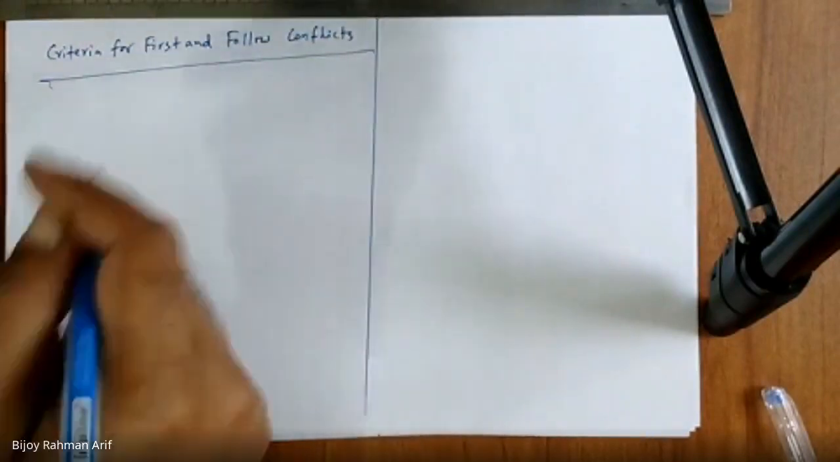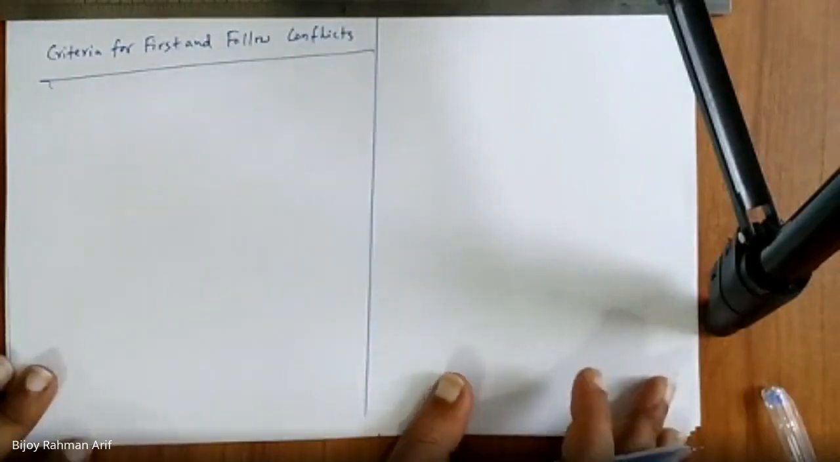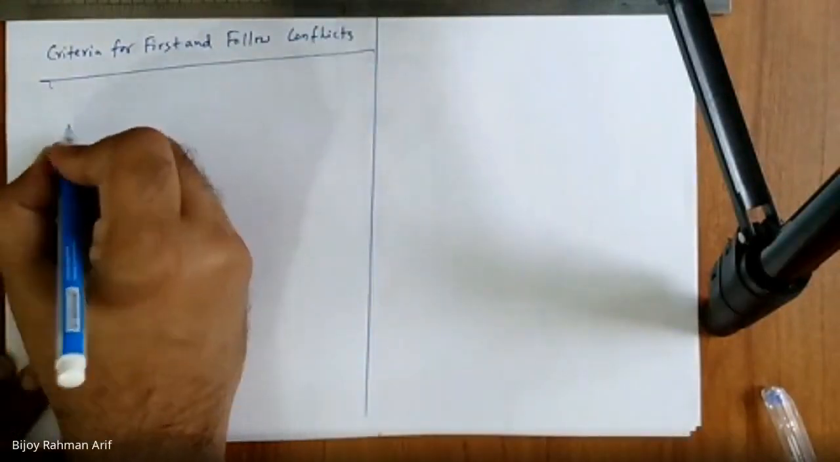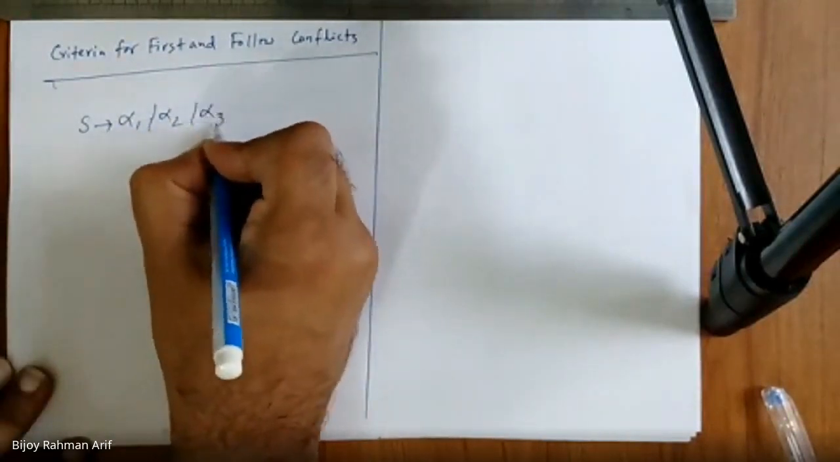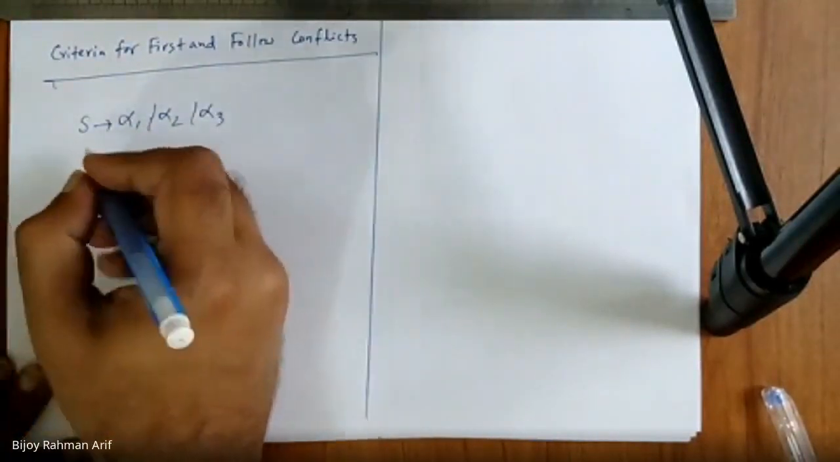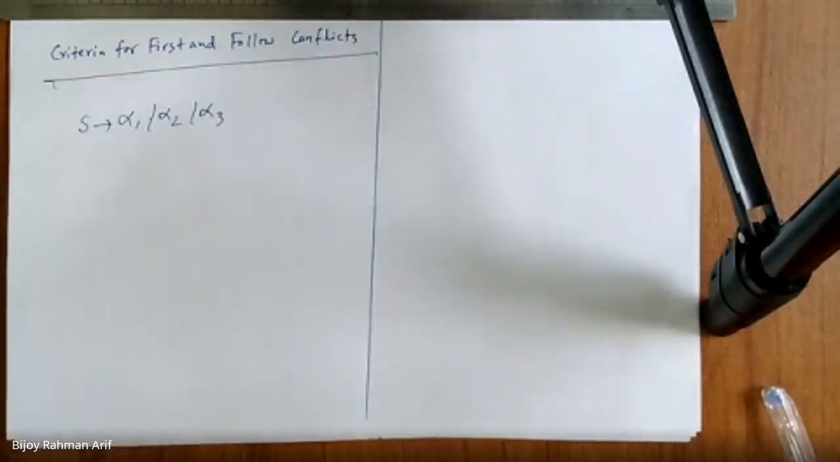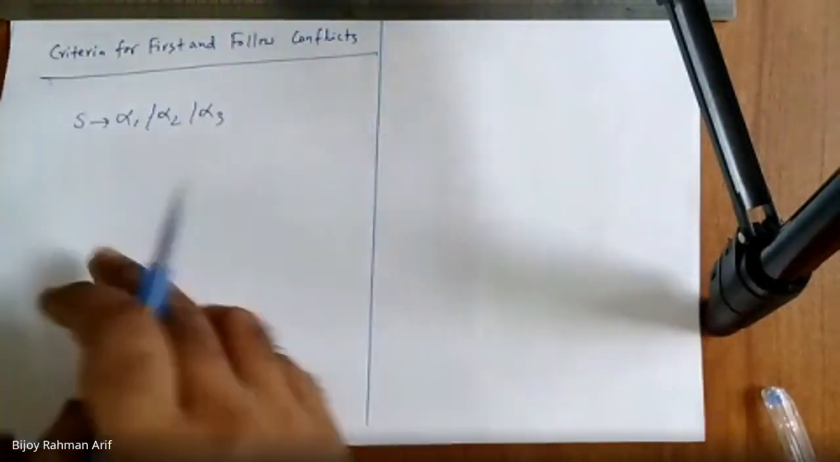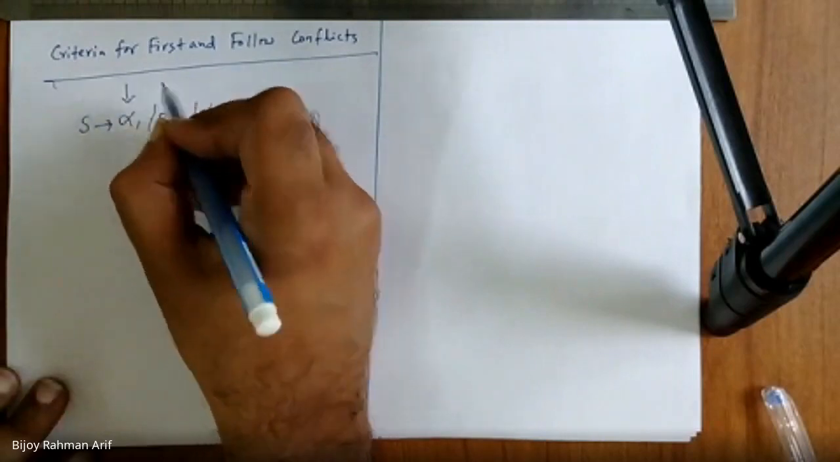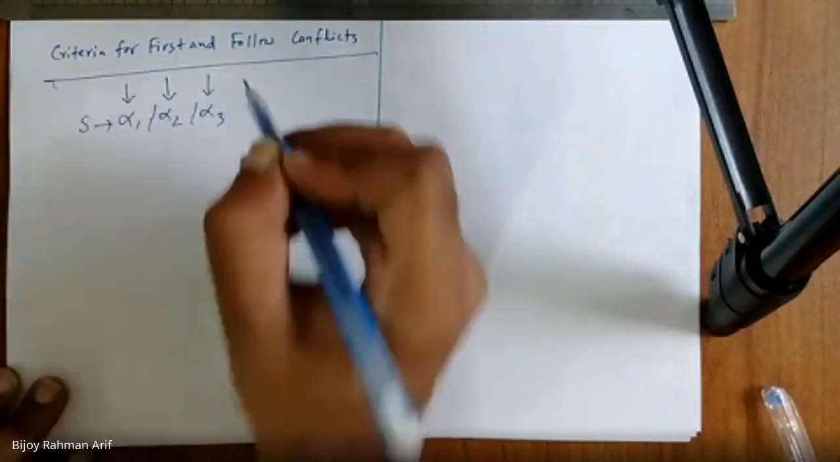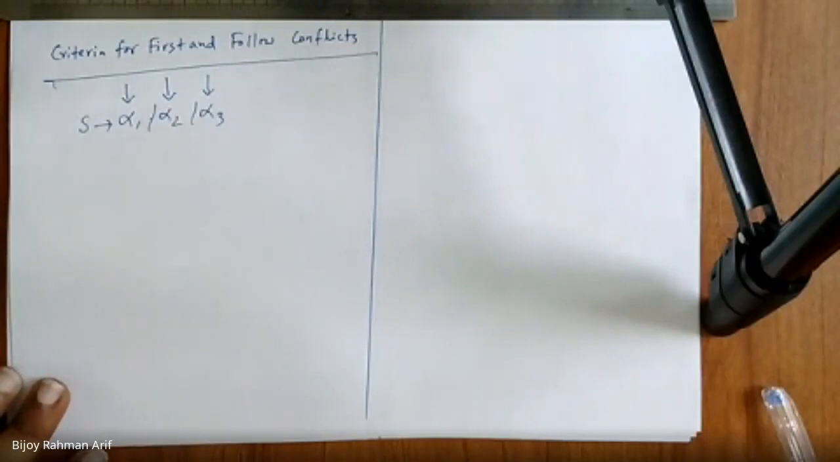Let's take an example. Giving an example is better than theoretical discussion. S derives alpha 1, alpha 2, alpha 3. So when can we have conflicts? Tell me. When can I have a conflict with S derives alpha 1, S derives alpha 2, S derives alpha 3?